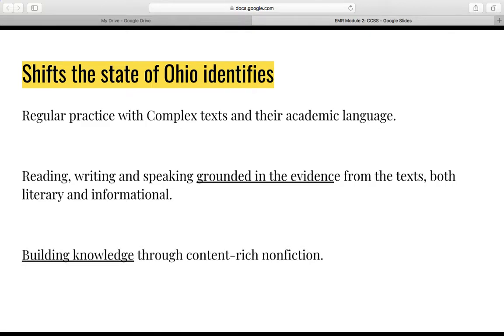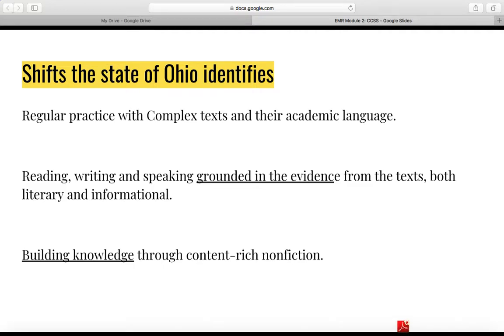And then the last one is the building of knowledge through content-rich nonfiction. Really, from kindergarten up, there's a belief that at least 50% of the students' reading in the K-5 setting should be literary, and then the other 50% should be informational.